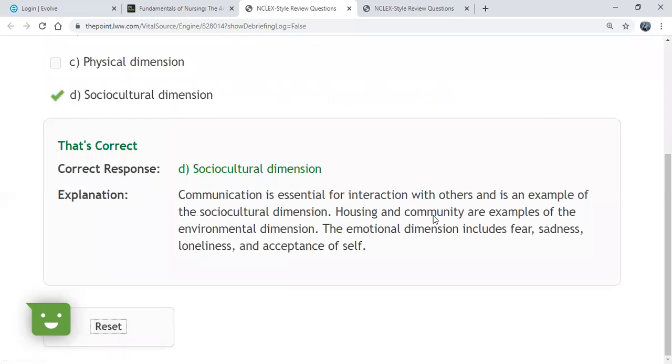Communication is essential for interaction with others, because what happens when people can't communicate? Well, a perfect example of this is, how many of you have ever worked with a patient that's in a coma? Anybody? Anybody ever had a family member that's in a coma?